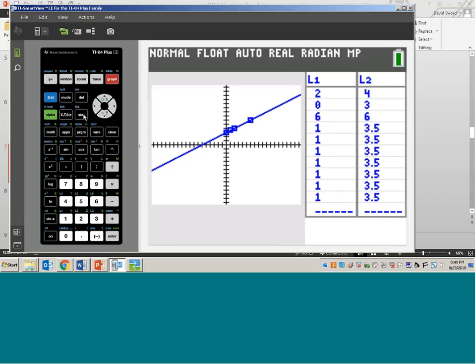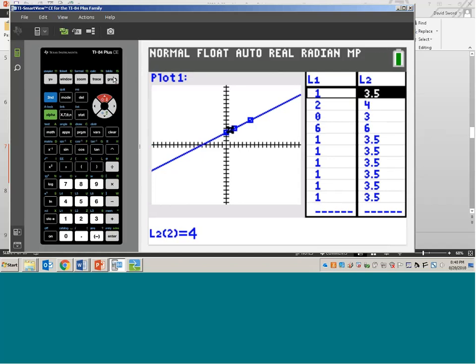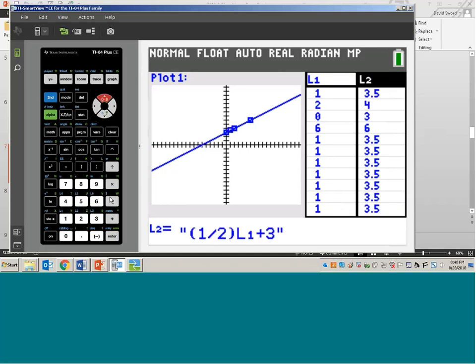What I've also done for you, and we've included it in the package in this activity, is that if the student were to go over onto the table side and go to the top of L2, they can see the rule at the bottom of the page.